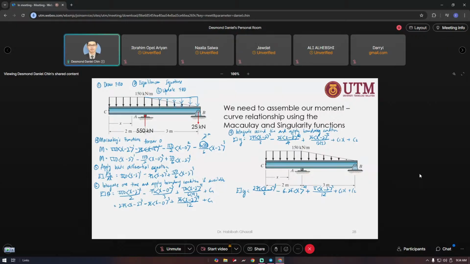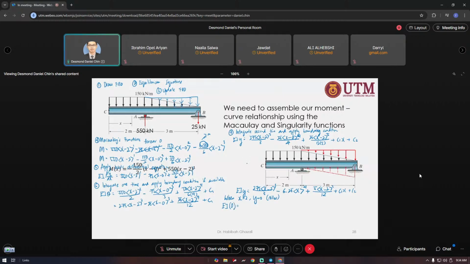Okay. So I have two boundary conditions, so we apply one by one. So when x equals to 2, y equals to 0. This is due to the roller support, right? X equals to 2, y equals to 0 due to the roller support, isn't it? Yes. Okay.